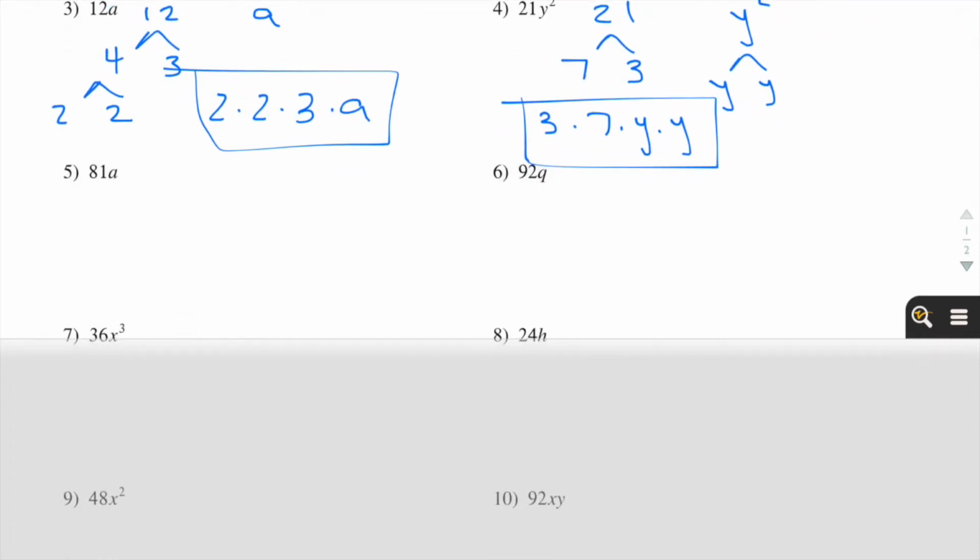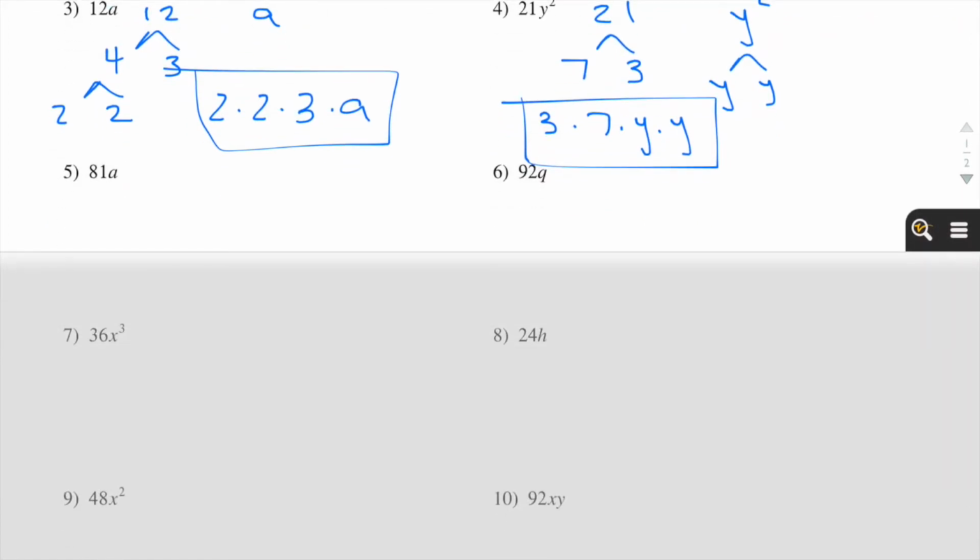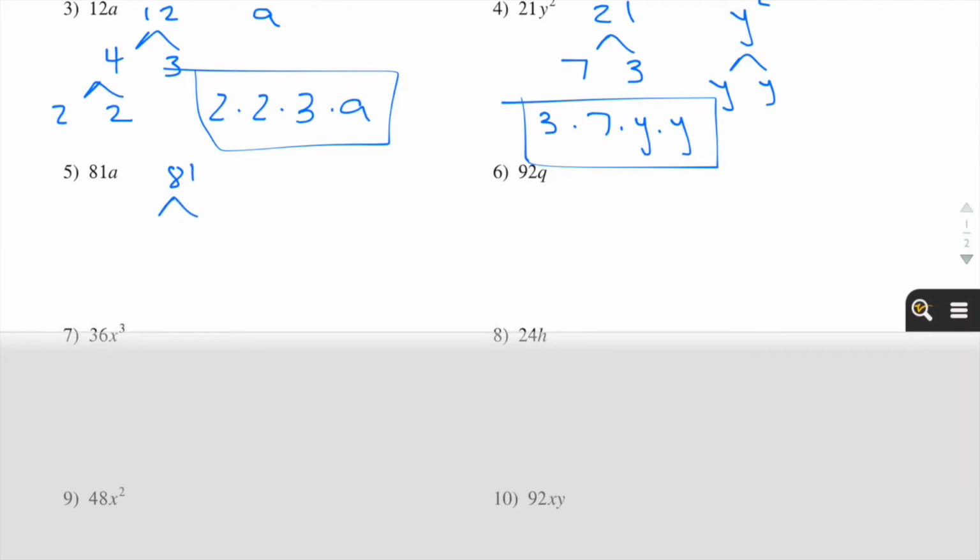Okay, number 5, 81a. Let's look at the 81 first. We have to think real quick because this is not a number we're used to. This is where those rules of factorization come into play. Going through the list, does 2 go into it? No, because it ends in a 1. Does 3 go into it? Well, if we add the digits in 81, 8 plus 1, we get 9. So 3 does go into 81. We can even do 9, because 9 goes into 9, so we can put 9 here.